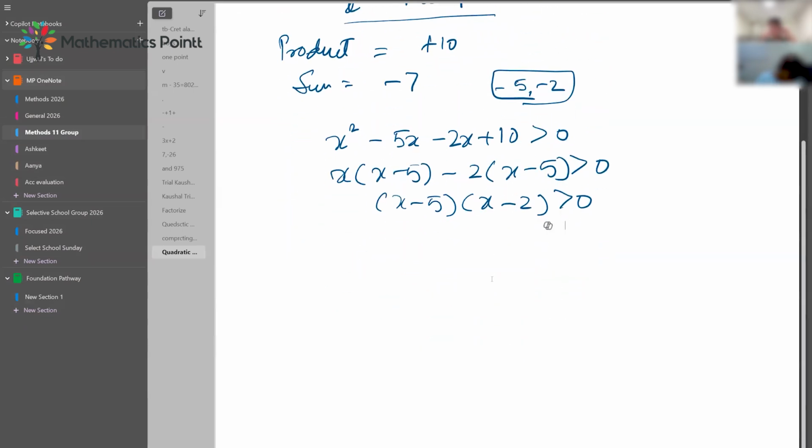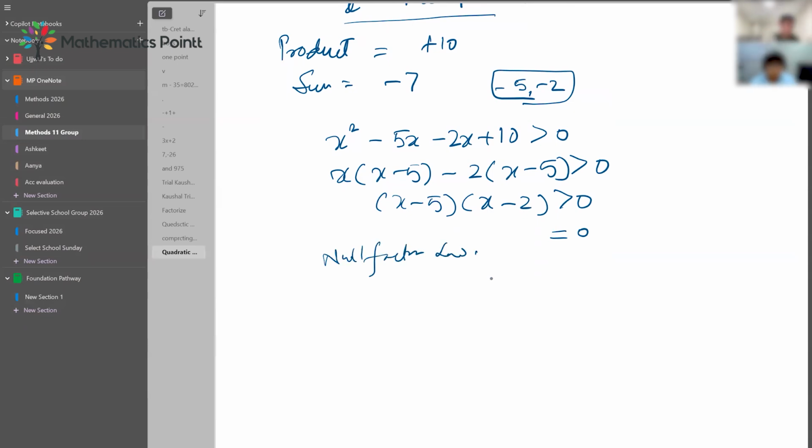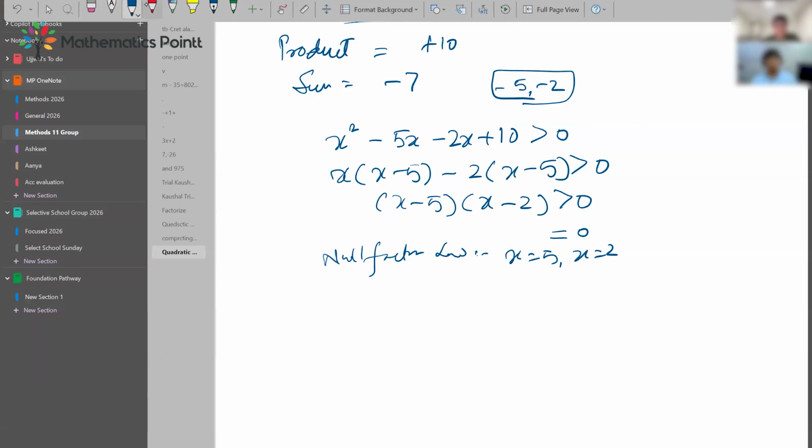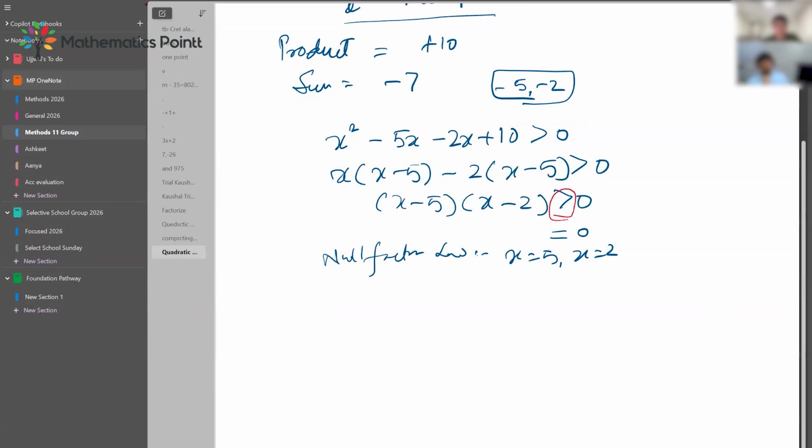Now, this is where there is a little challenge. If it was equal to 0, you know that you can simply apply the null factor law and say x equals 5 and x equals 2. That's the x-intercepts. But the challenge here is, and I'll change the color from here, this is not an equality, this is an inequality. So what do we do? The best thing is, using the null factor law, first of all, find the quadratic's x-intercepts, right?